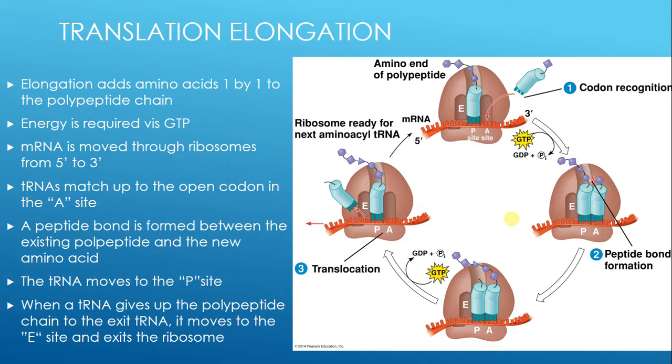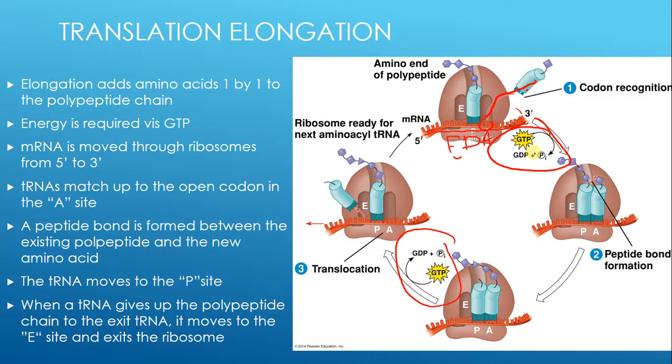Next comes elongation. Elongation adds amino acids one by one to the polypeptide chain, and it requires energy, as we see in 2 different spots, from GTP. As mRNA moves from 5' to 3', tRNAs match up to the open codon in the A slot, so in the A site. Ribosomes have 3 sites, an A, a P, and an E. First, a given tRNA matches up with the codon that's in the A site. It brings with it its amino acid.